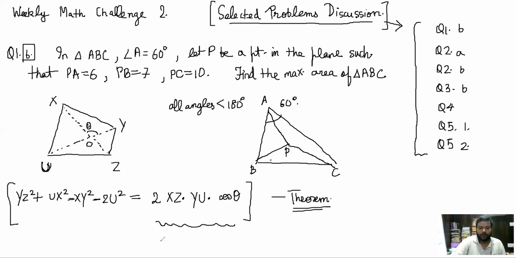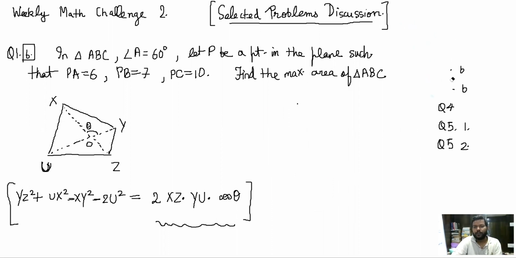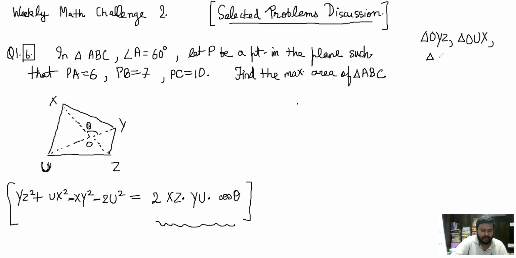So let's try to prove it here itself. I'll just erase the other diagrams here, make some space, and try to convince you that this relation is correct. So what we will do is we'll just apply cosine rule in 4 different triangles. What are the triangles that we will take? Triangle OYZ, triangle OUX, triangle OXY, and triangle OZU. So in all of these triangles, let's apply cosine rule.